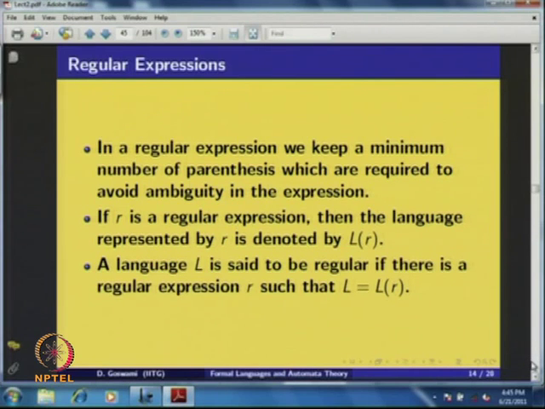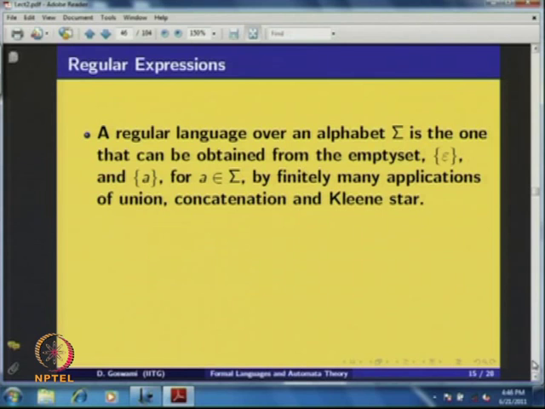And a language L is said to be regular if there is a regular expression R such that L equals L(R), because we get the regular expression by applying finitely many operations from union, concatenation and Kleene closure over the basis elements, and that is how we defined a regular language.